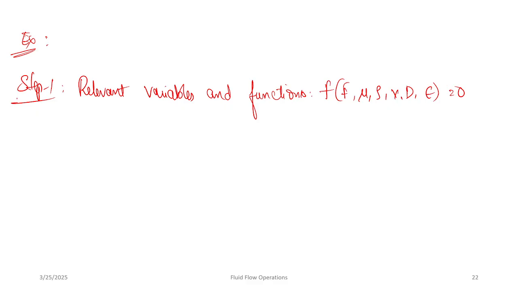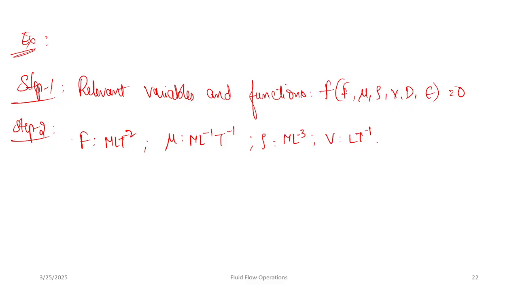And now coming to step two. We have to write the dimensions of each and every quantity. So F is M L T power minus 2, mu is M L power minus 1 T power minus 1, density is M L power minus 3, velocity is L T power minus 1, diameter is length, and epsilon is also length. Okay, so now coming to step 3. Just find out the number of relevant variables. So we have 6 relevant variables.